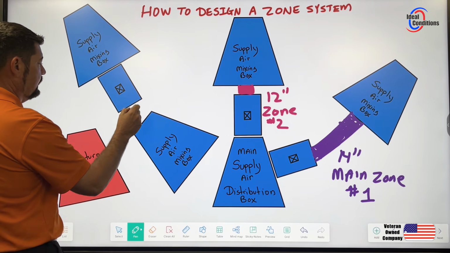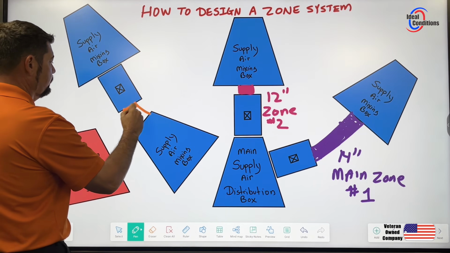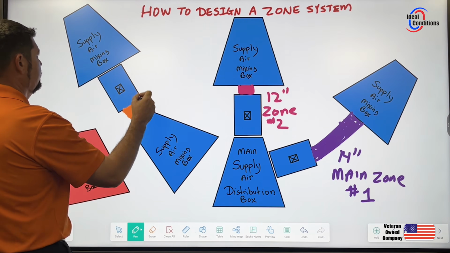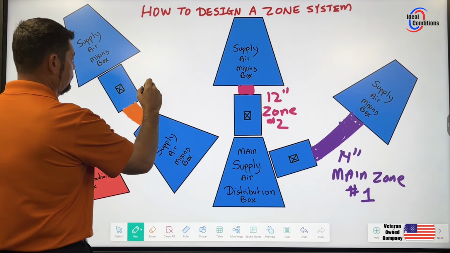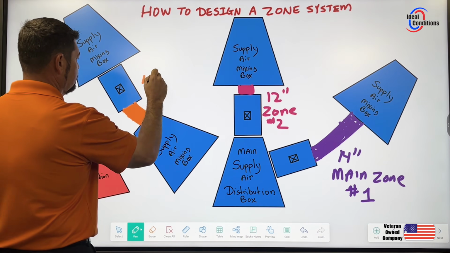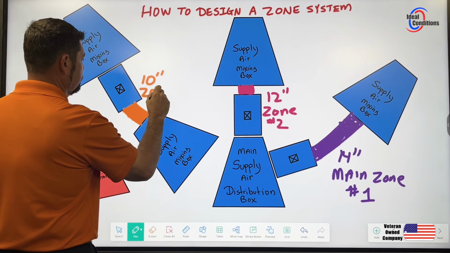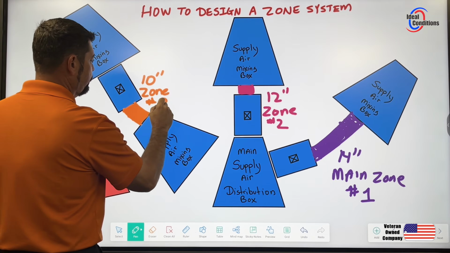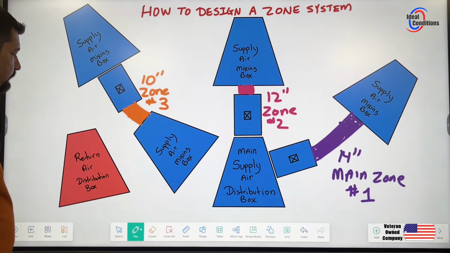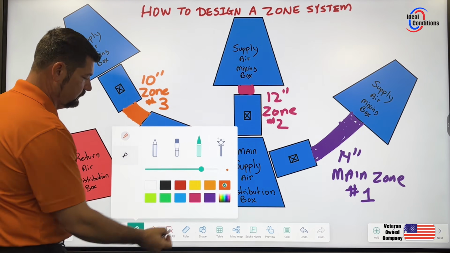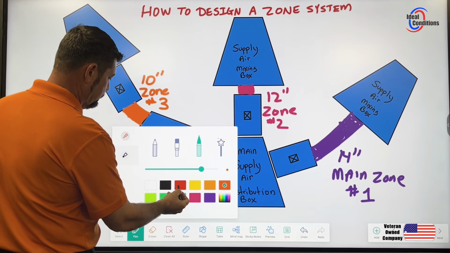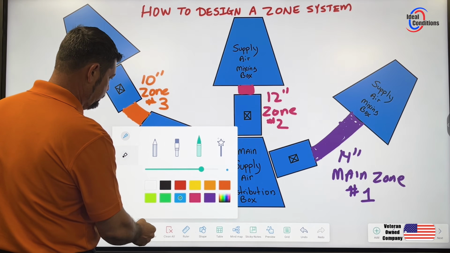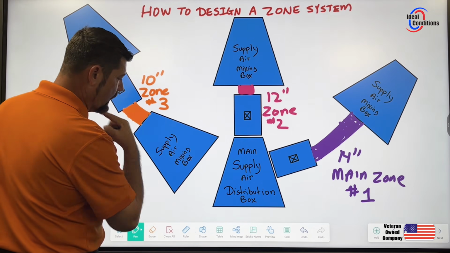We're now taking that out of the front of this mixing box here, and we're saying that that is a 10-inch, and that is zone number 3. Okay, and then we're going to use a different color. Let's go ahead and do blue.